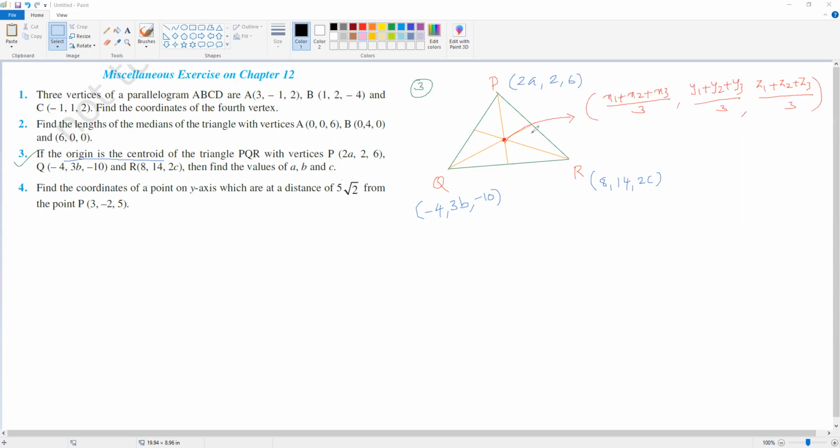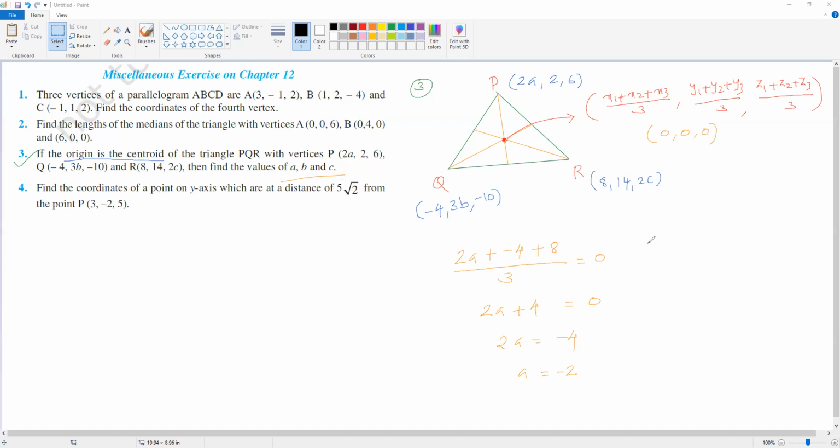Here it is given that the centroid is the origin, that means 0, 0, 0. That means x1 plus x2 plus x3 by 3 is equal to 0. So 2a plus -4 plus 8 divided by 3 is equal to 0, which is 2a plus 4. Cross multiply, 3 into 0 is 0. That is 2a is equal to -4. So you will get a is equal to -2. We need the values of a, b, c.